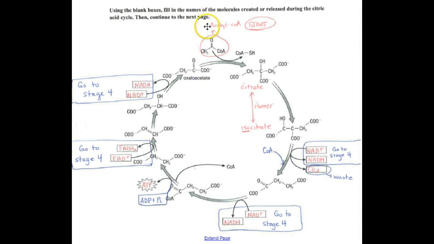So you can see acetyl-CoA comes in from the pyruvate oxidation, combines with oxaloacetate, the coenzyme A comes off, and you're left with this bigger molecule. So we end up with this molecule called citrate. So this is citrate here, okay?